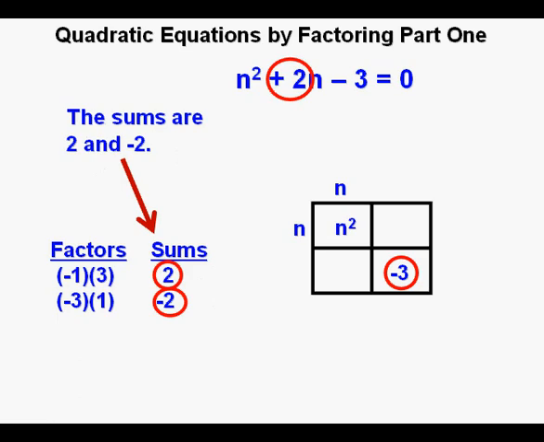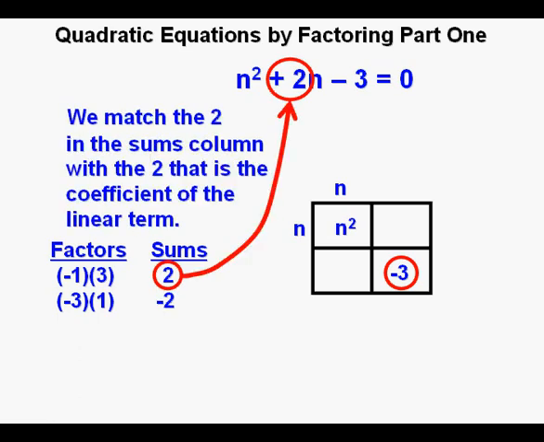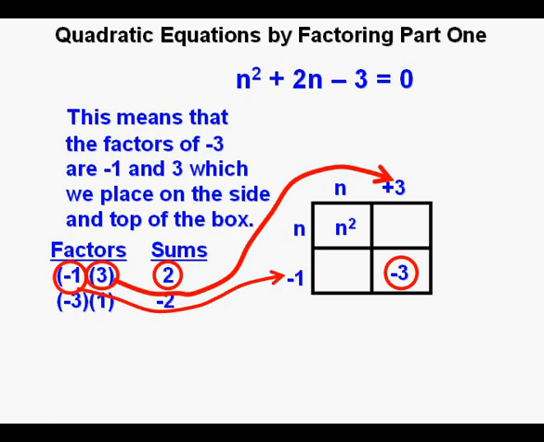This is the combination that has the sum of 2. We match the 2 in the sums column with the 2 that is the coefficient of the linear term. This means that the factors of negative 3 are negative 1 and 3, which we place on the side and top of the box. And part of the check is to multiply them out.